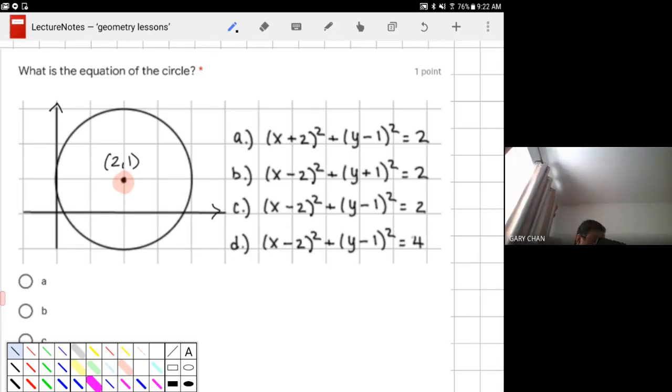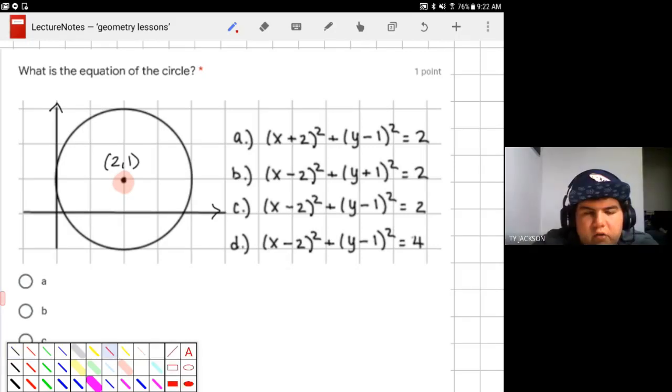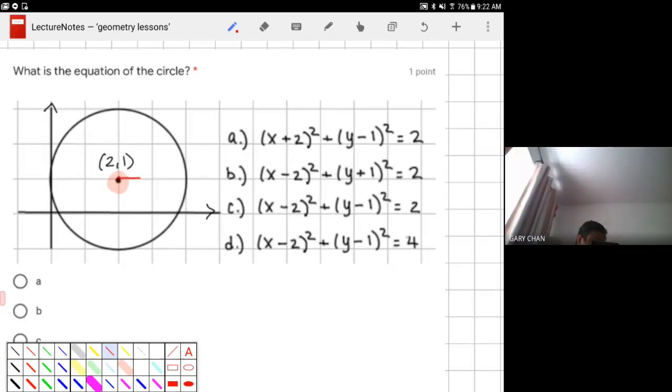Ty, what's the radius of the circle? The radius of the circle is 2. I love that. Okay, so according to the information, I know the center is 2, 1. I know the radius is 2, and the equation for the circle is given by this formula. So how can I figure out what the equation is based on that? Can someone help me with the substitution?